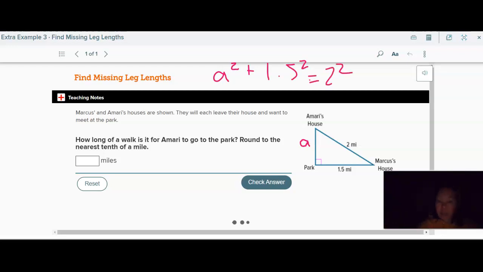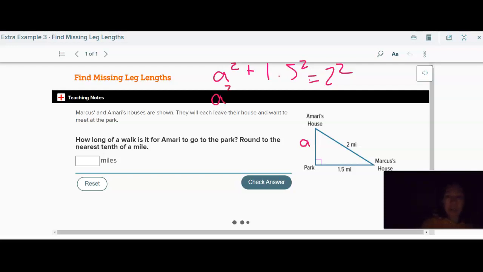It doesn't matter if you say 1.5 squared plus a squared, but the 2 has to be the c in a squared plus b squared equals c squared. So the hypotenuse is always the number on the right hand side by itself. That's the part you have to be careful of. I could make this b or a, it doesn't really matter. And then we are going to solve this.